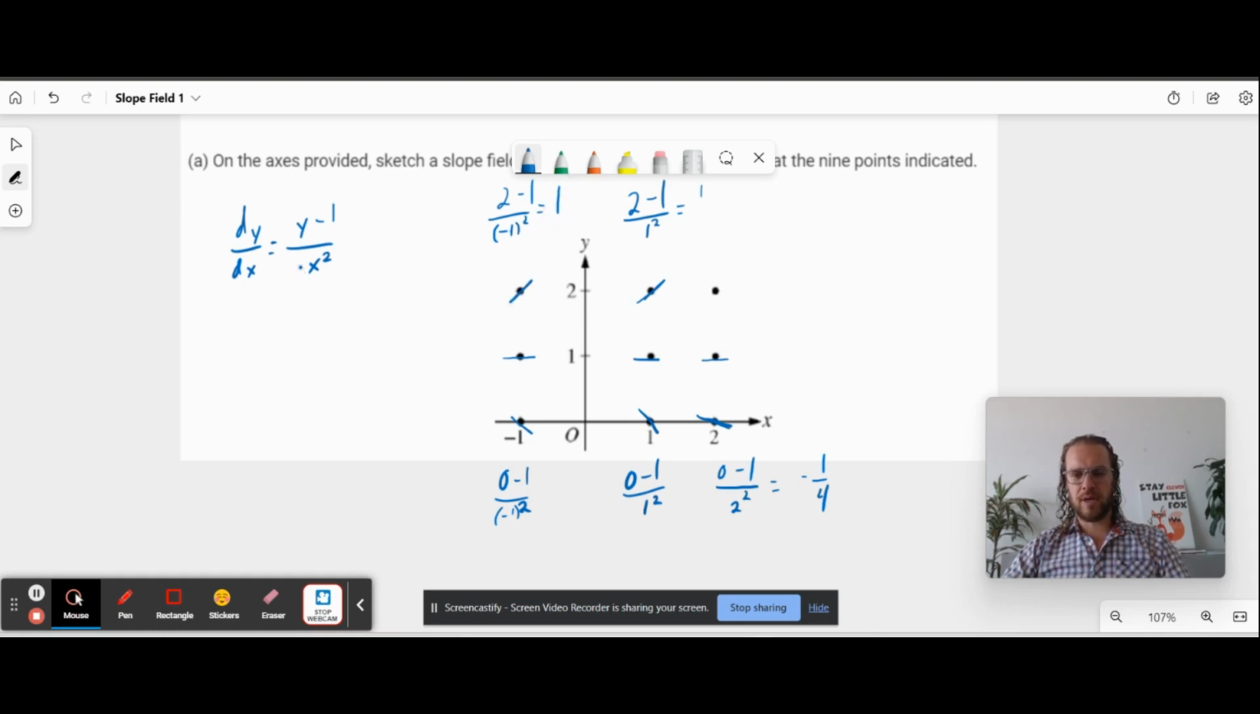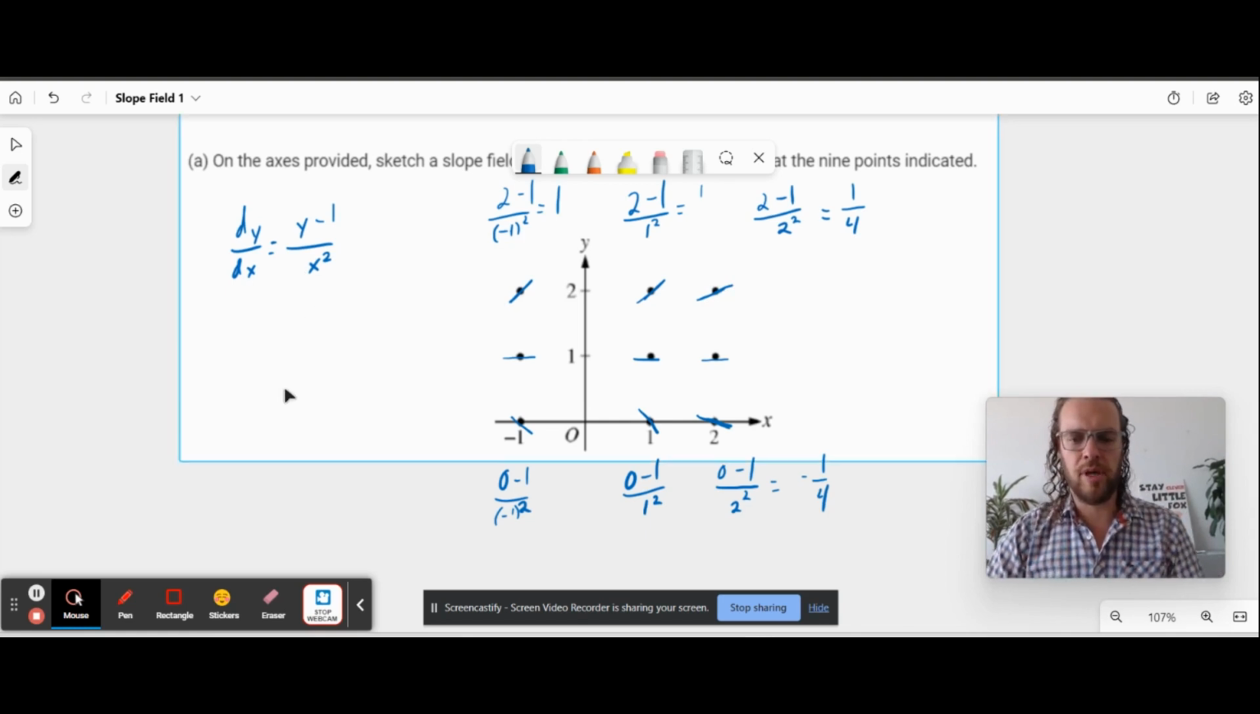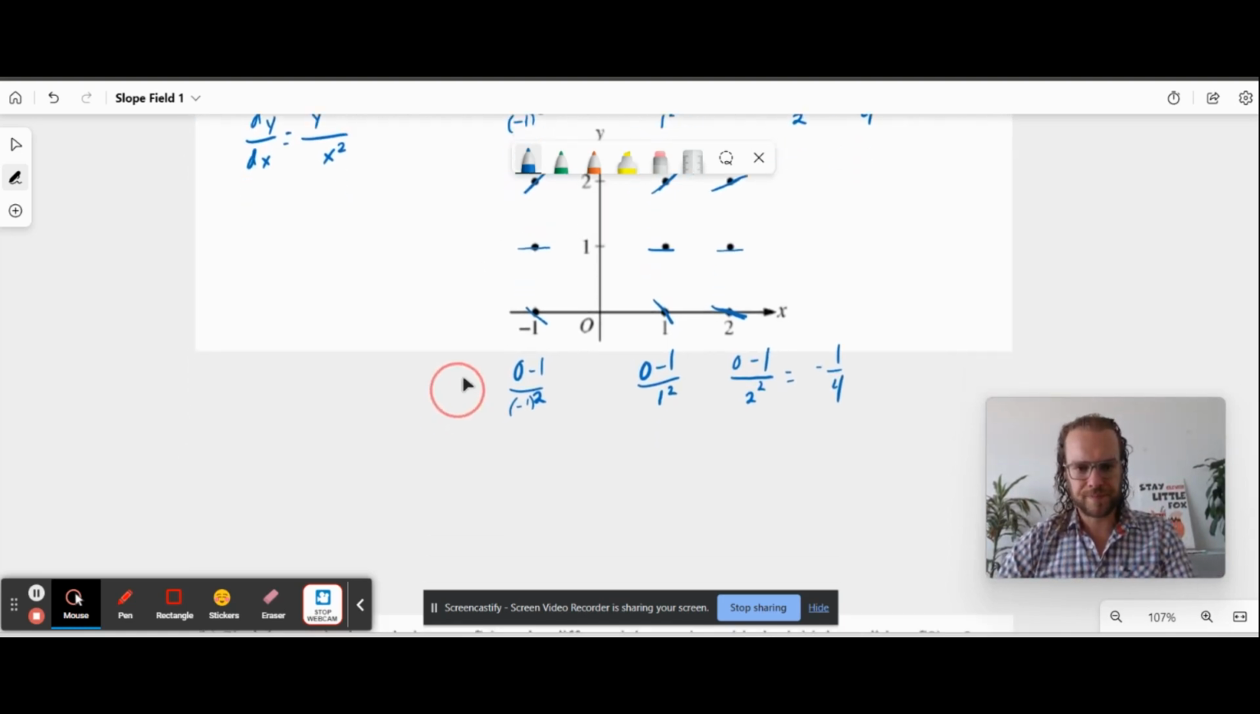Okay, this one we can probably guess is going to be 1/4 based on the way that this is lining up, but let's again always confirm. So we're going to get 2 minus 1 over 2 squared. This indeed is going to be 1/4. So we're going to be going back roughly from here, aimed nice and shallow in its steepness, okay? So there's our 9 points that are going to go into our slope field.